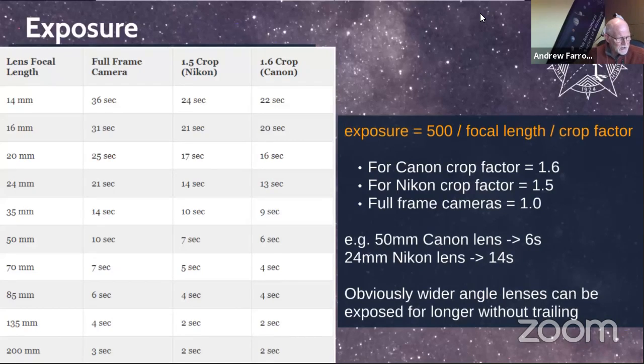I use probably an 18mm lens on my Nikon. I tend to use 30 seconds, and I get a little star trailing. But the trade-off for me, I usually find, is reasonable.